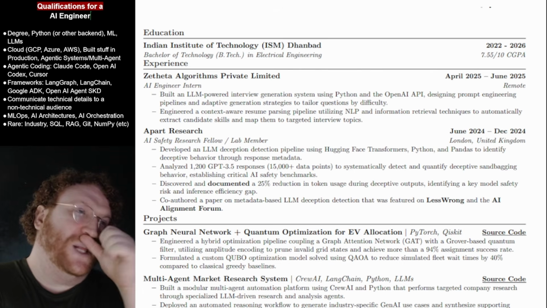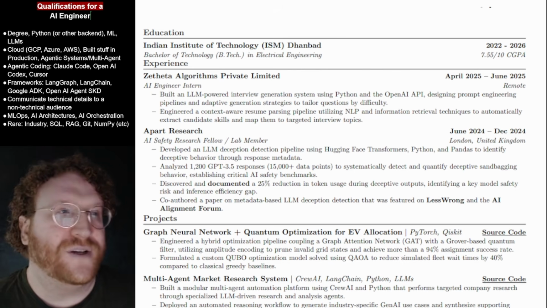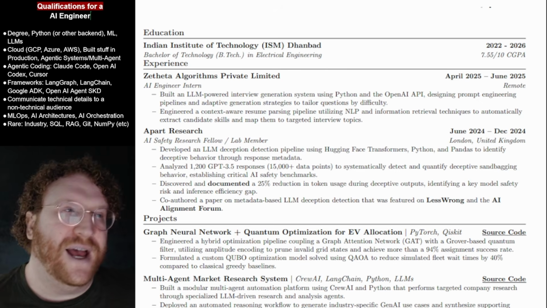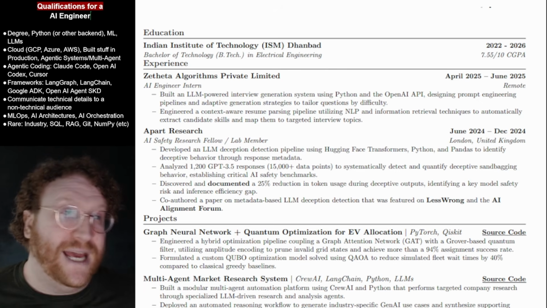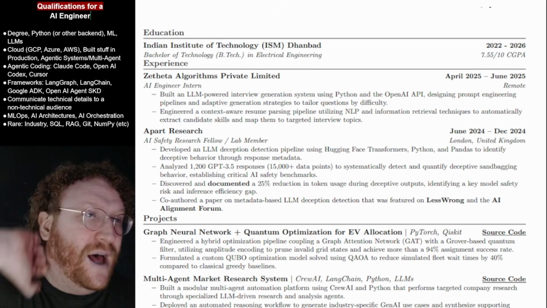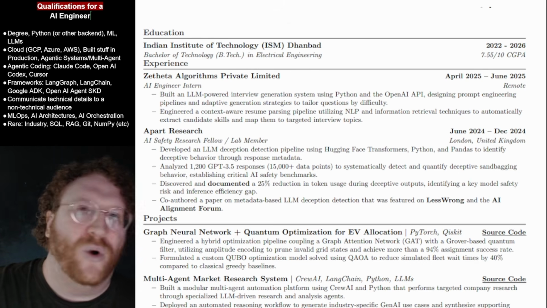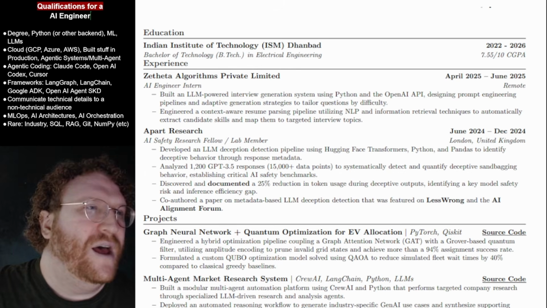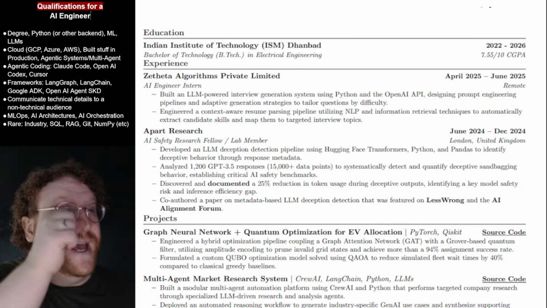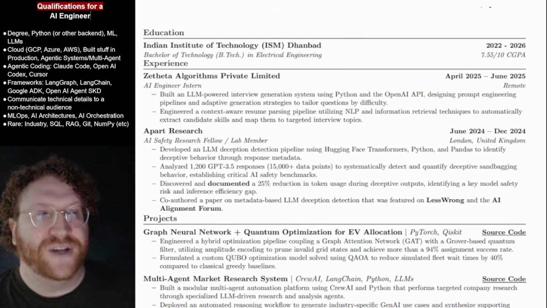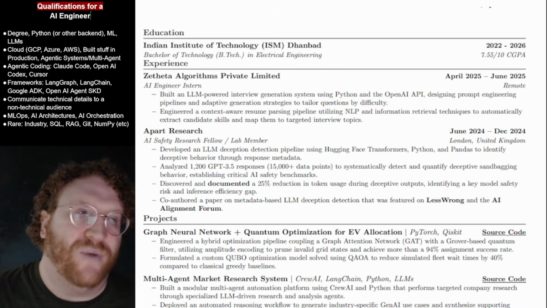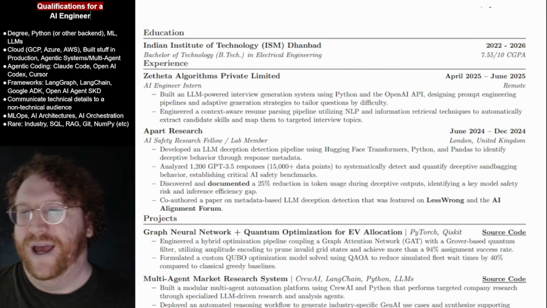Agentic coding, so Claude Code, OpenAI Codex, Cursor, LangGraph, LangChain, Google ADK, OpenAI Agents SDK. There's also probably more that I don't mention, like n8n, and more than that. There's so many. Communicate technical details to a non-technical audience, and MLOps, AI architecture, AI orchestration, and rare but nice to have is industry, SQL, RAG, Git, and NumPy.